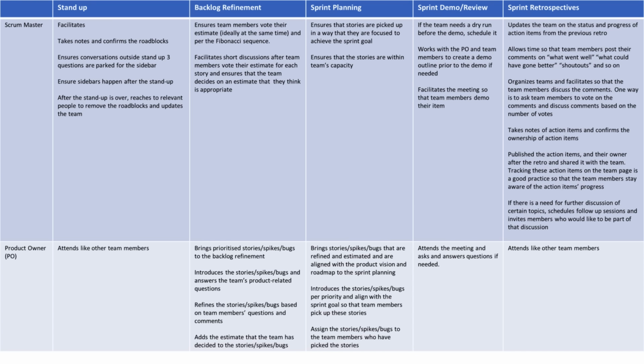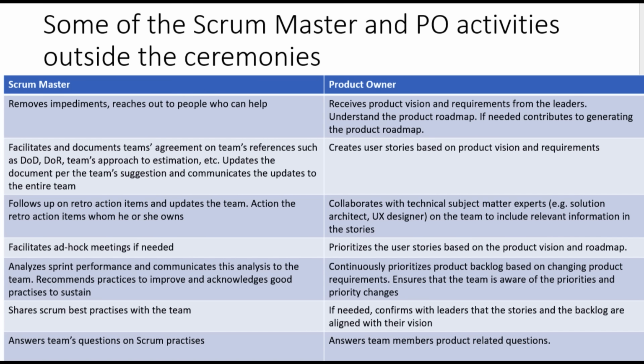One important thing to note is that the Scrum Master and product owner have many tasks outside the Scrum ceremonies. I have included some of these tasks in this slide. For example, one of the Scrum Master's key responsibilities is to remove team members' roadblocks and impediments. As mentioned, the Scrum Master may not have the expertise to remove all of these blockers on his or her own. Therefore, it is expected that the Scrum Master reaches out to relevant people and experts to remove these roadblocks and impediments.